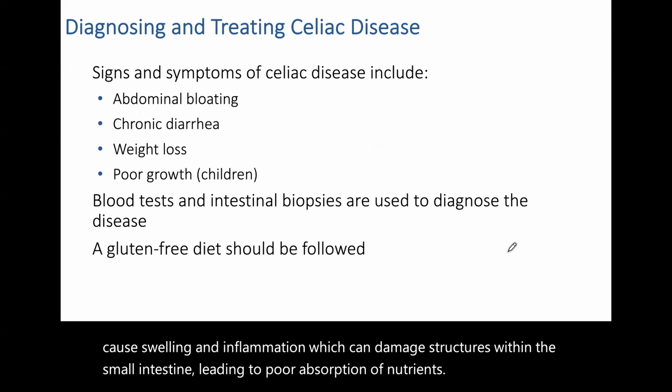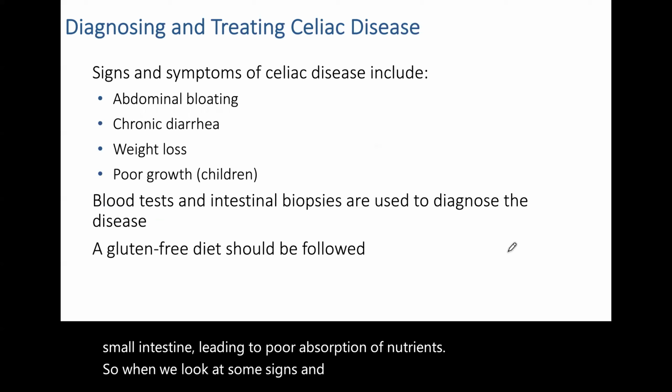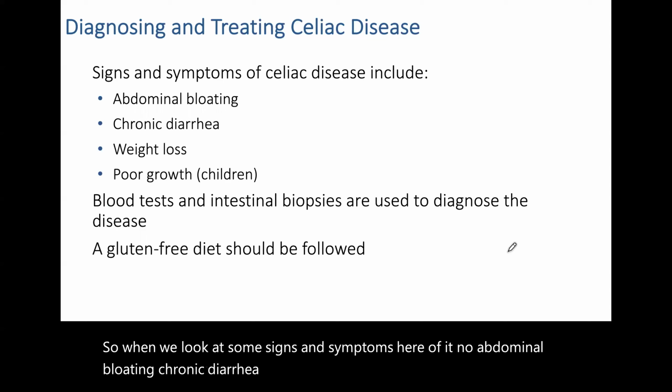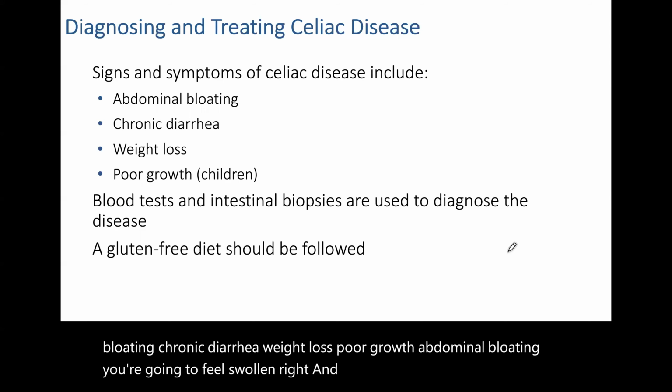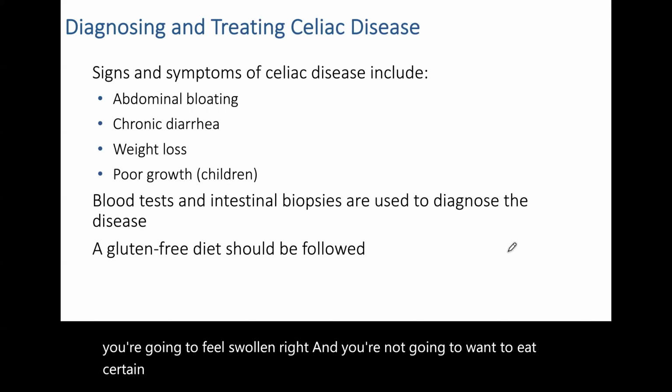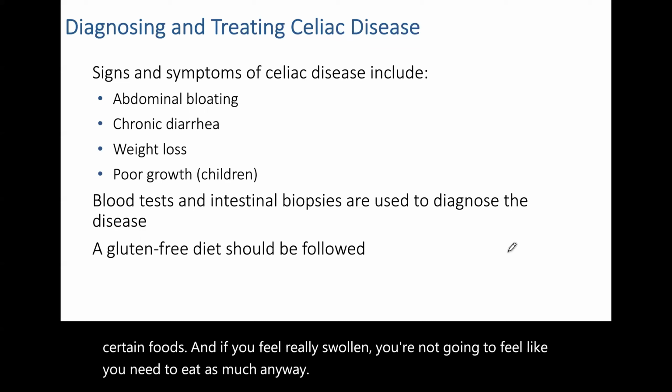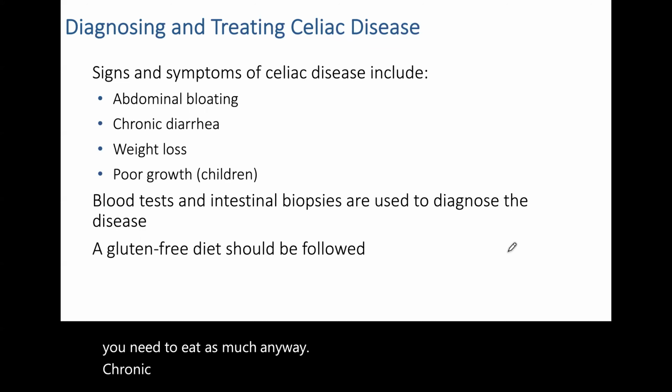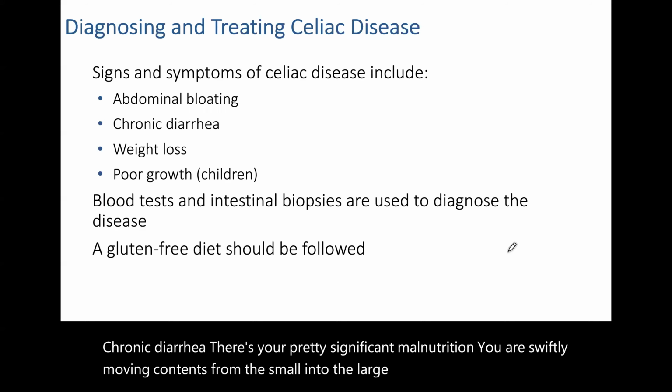So when we look at some signs and symptoms of it: abdominal bloating, chronic diarrhea, weight loss, poor growth. Abdominal bloating, you're going to feel swollen, right? And you're not going to want to eat certain foods. And if you feel really swollen, you're not going to feel like you need to eat as much anyway. Chronic diarrhea, there's your pretty significant malnutrition. You are swiftly moving contents from the small into the large intestine and then into the rectum and obviously with the bowel movement.